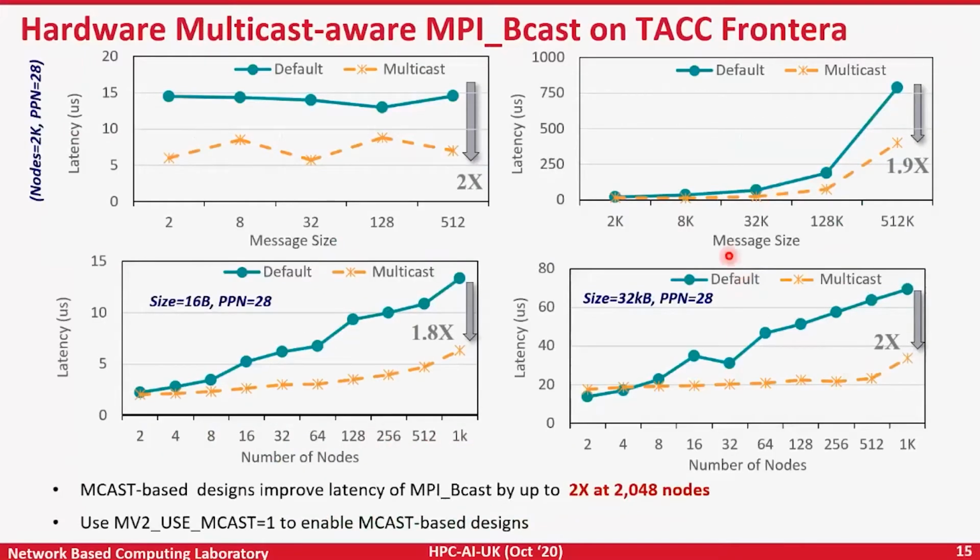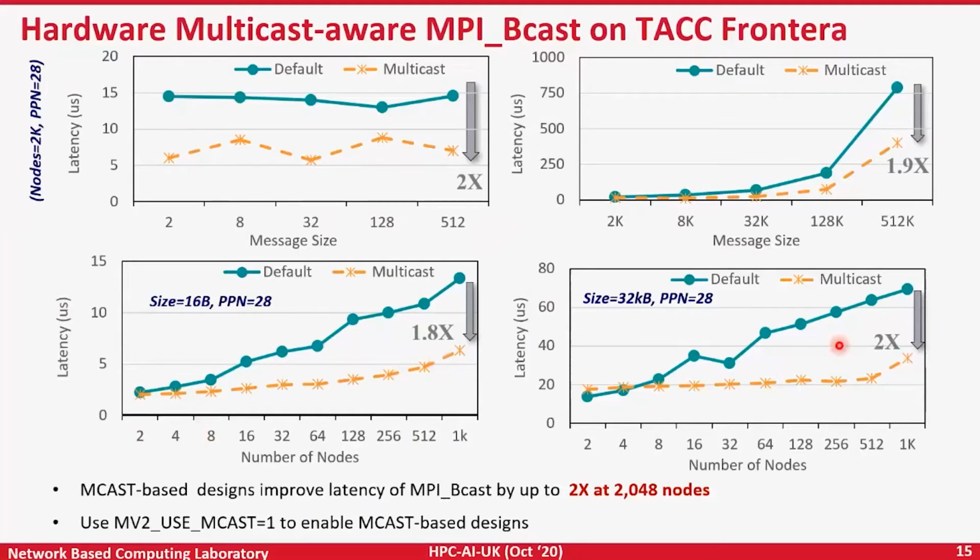Similarly, with InfiniBand, some of you might know there is a hardware multicast. So these are the hardware multicast numbers, also taken from TACC Frontera. On 2,000 nodes, with a PPN of 28, you will see this is the software-based scheme and this is the hardware-based scheme. With hardware, you can see below 9 microseconds, we are able to send the data to all the nodes. This is for small messages. Here, if you see the scalability, we are able to deliver almost a factor of two improvement compared to the software.